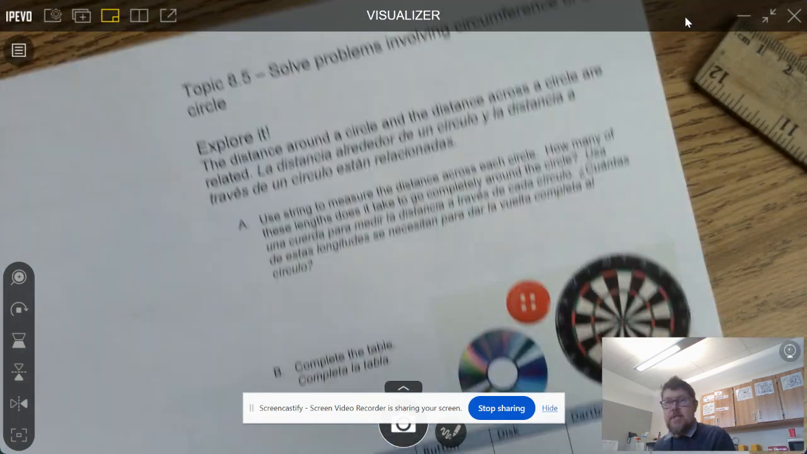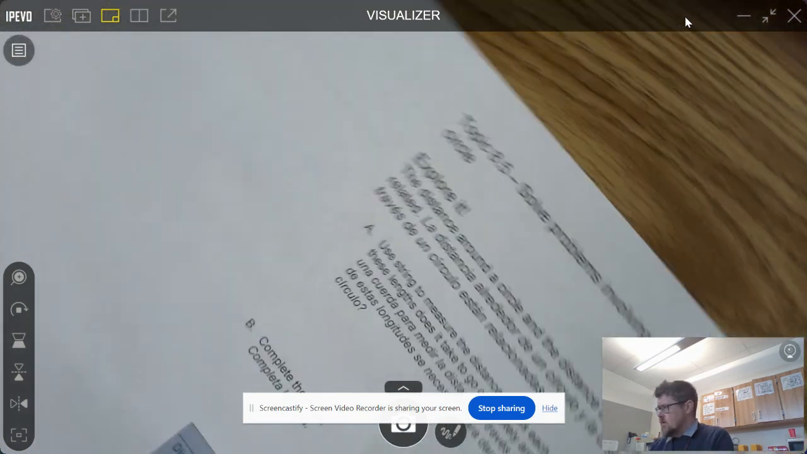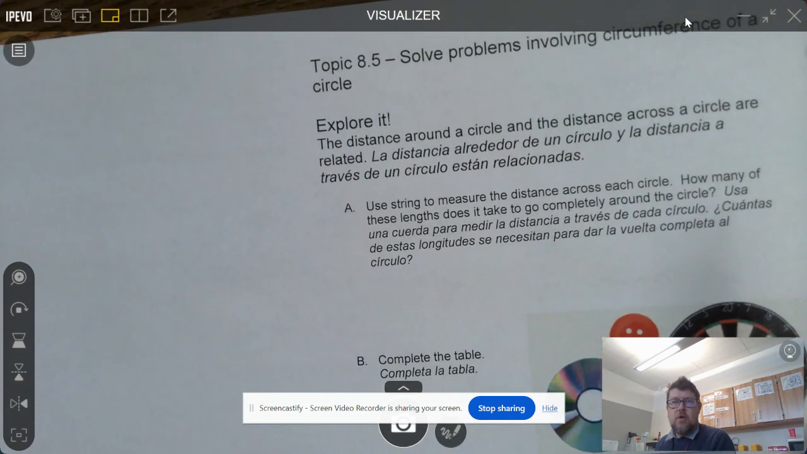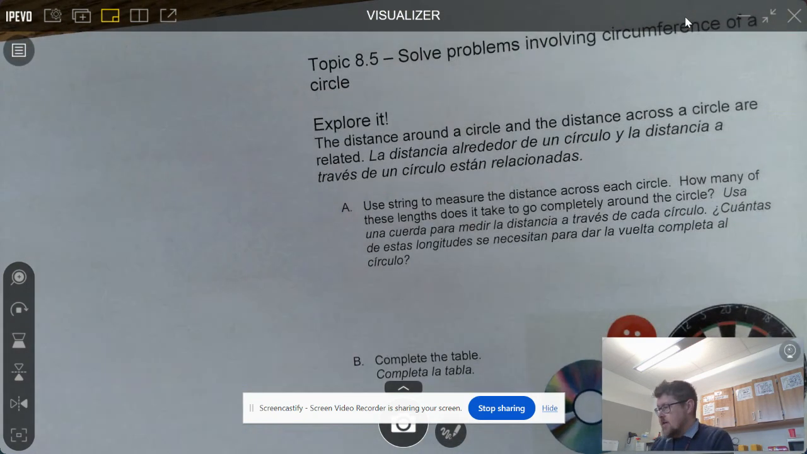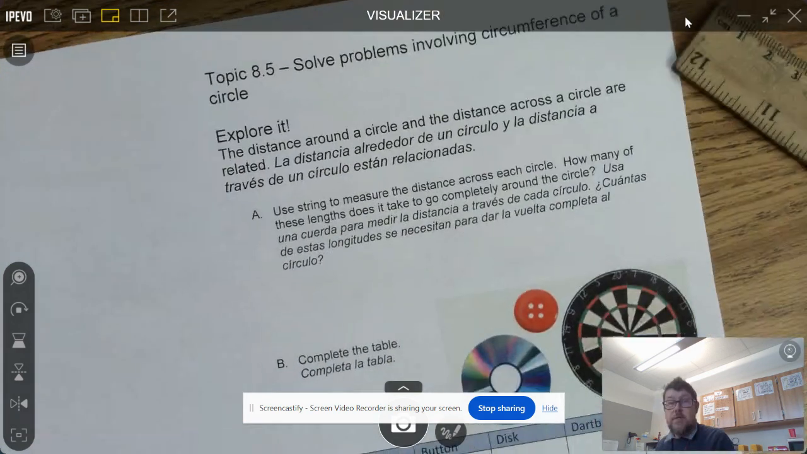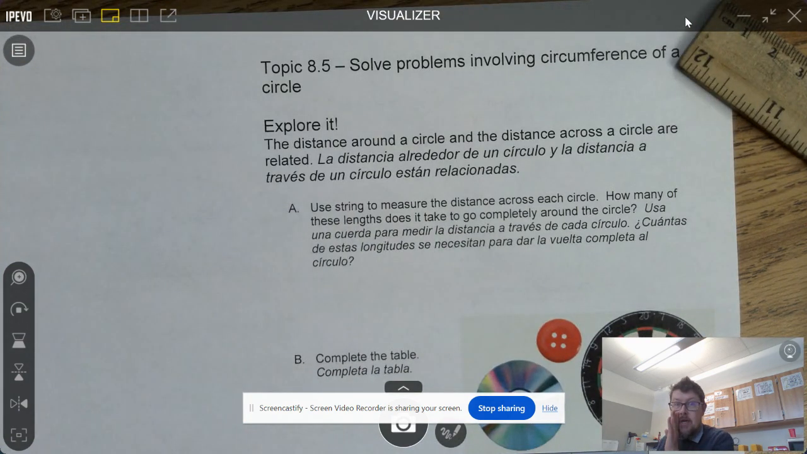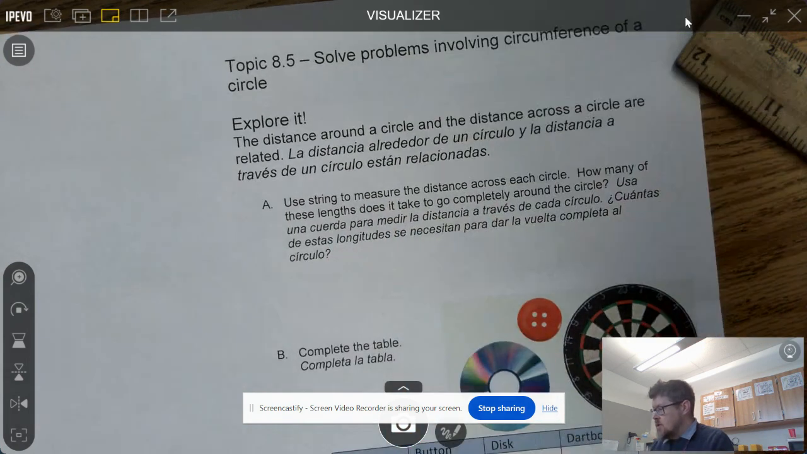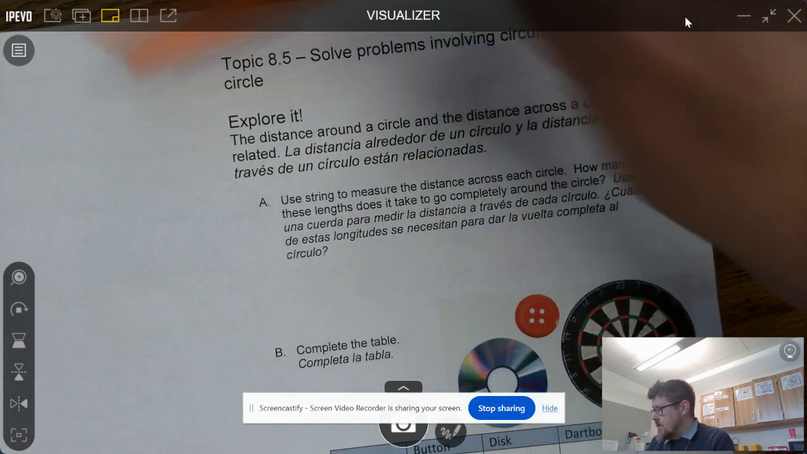But anyway, the distance around a circle and the distance across a circle are related. If you're interested in circles, you might be thinking, oh, pi. You're right. So use string to measure the distance across each circle. How many of these lengths does it take to go completely around the circle?